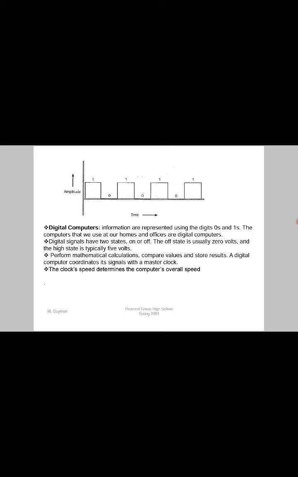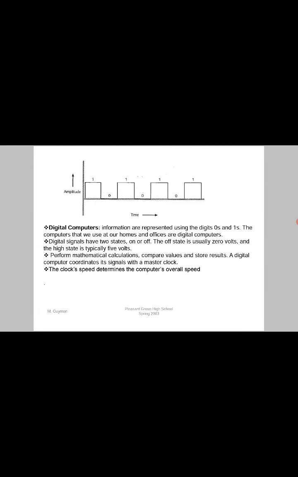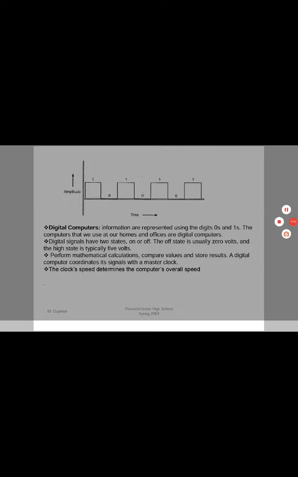These digital computers are mainly used to perform mathematical calculations, compare values and store values. A digital computer coordinates its signals with the master clock, and the clock speed determines the computer's overall speed. So analog computers. So what are digital computers and what are analog computers? In digital computers, we use digital signals, because these digital computers are made up of digital signals. So we may continue tomorrow.